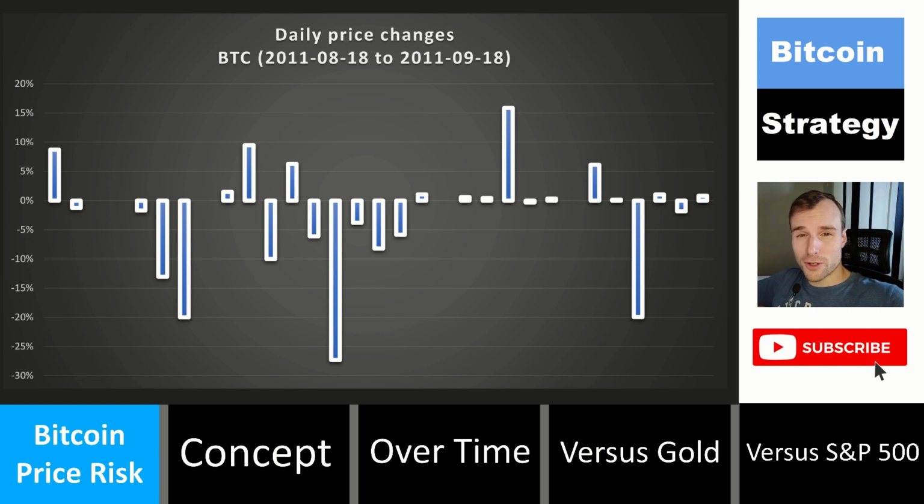One day Bitcoin will be as boring as gold, or as boring as the S&P 500. It won't go up that much in value, it won't go down as much in value, it will basically be stable. And the question is, how far away are we from that future? Will Bitcoin already be there once it has the market cap of gold?